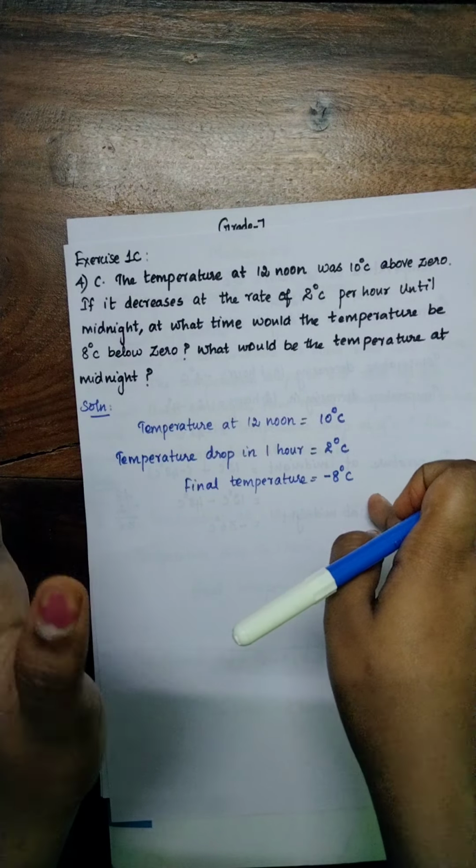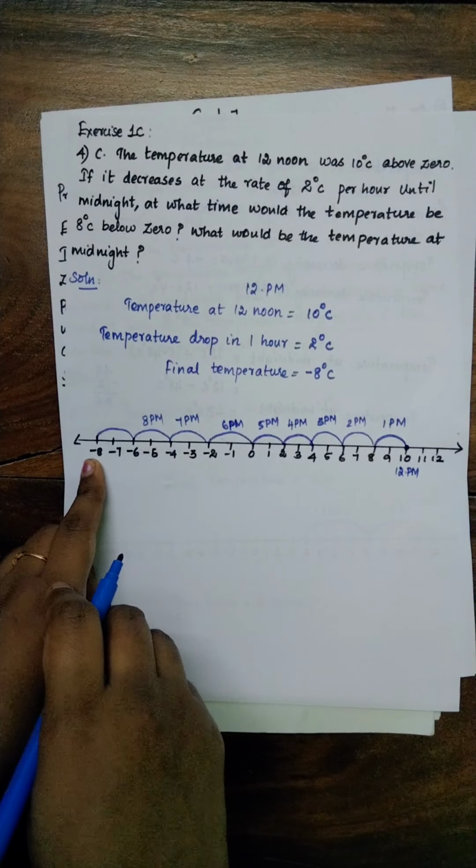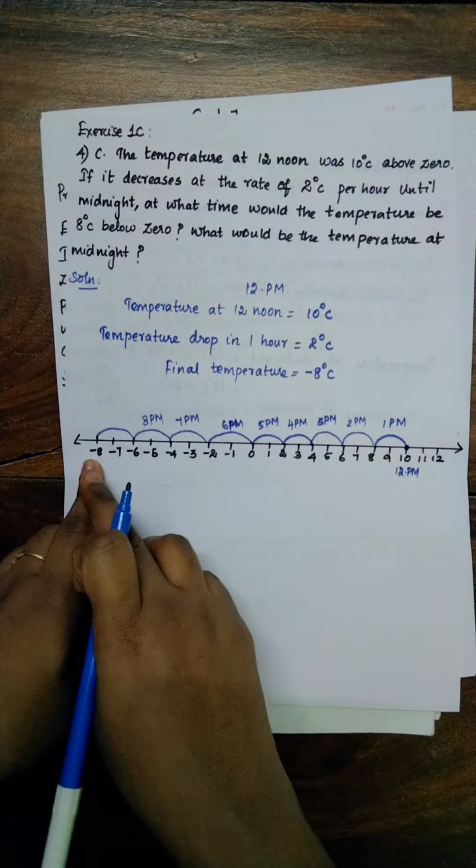6 p.m. We need to decrease up to minus 8 degrees Celsius. It is minus 2. Then again 2, 7 p.m. Then again 2, 8 p.m. Then again 2. Now we reached our final temperature, right? Minus 8 degrees Celsius. Our time is 9 p.m.